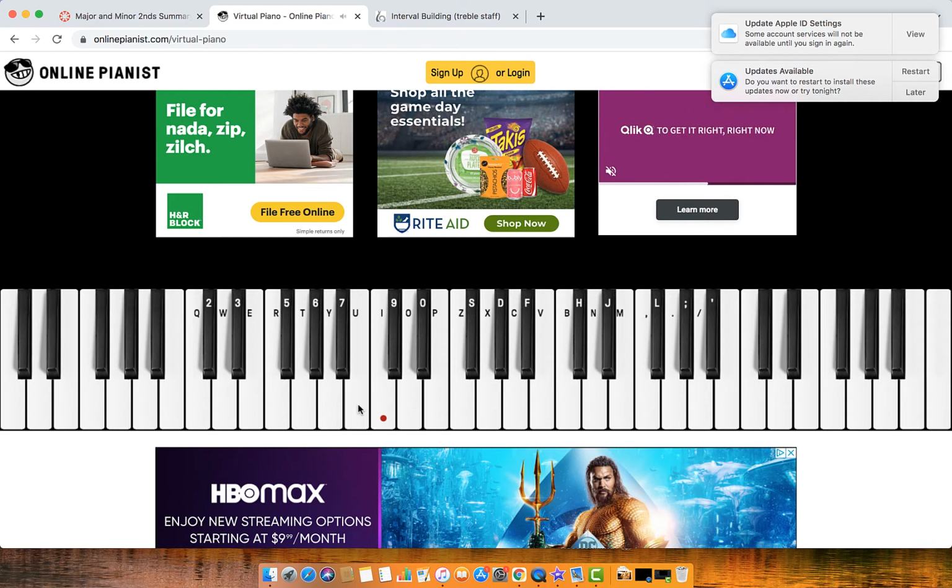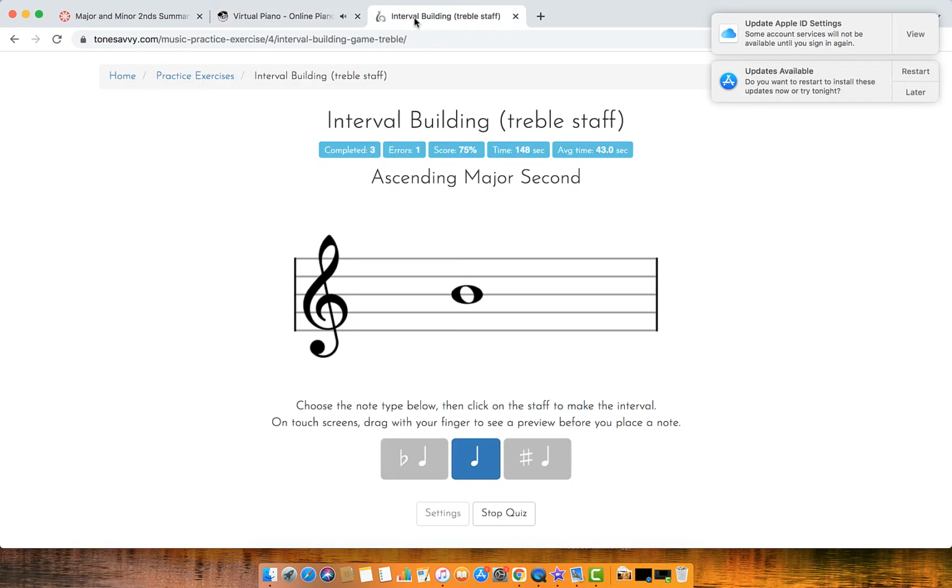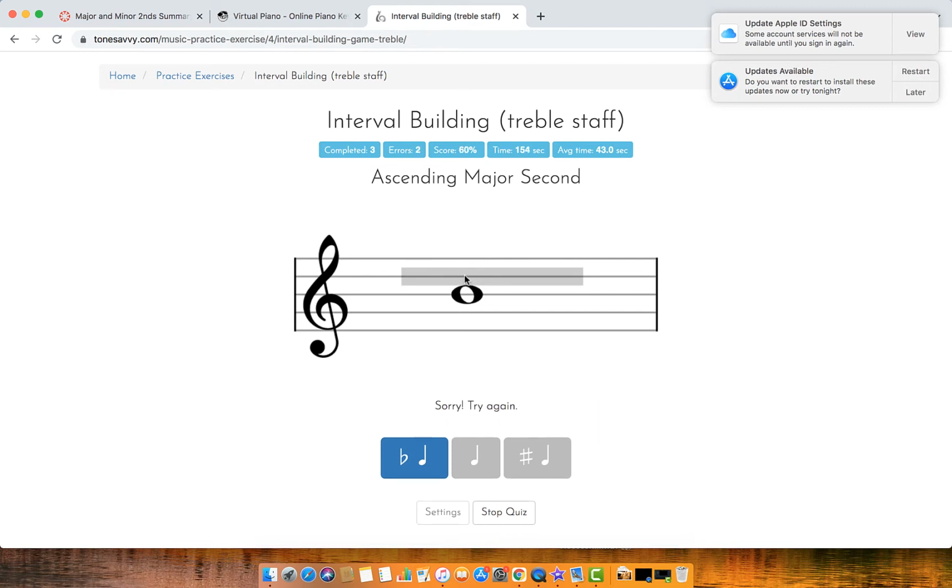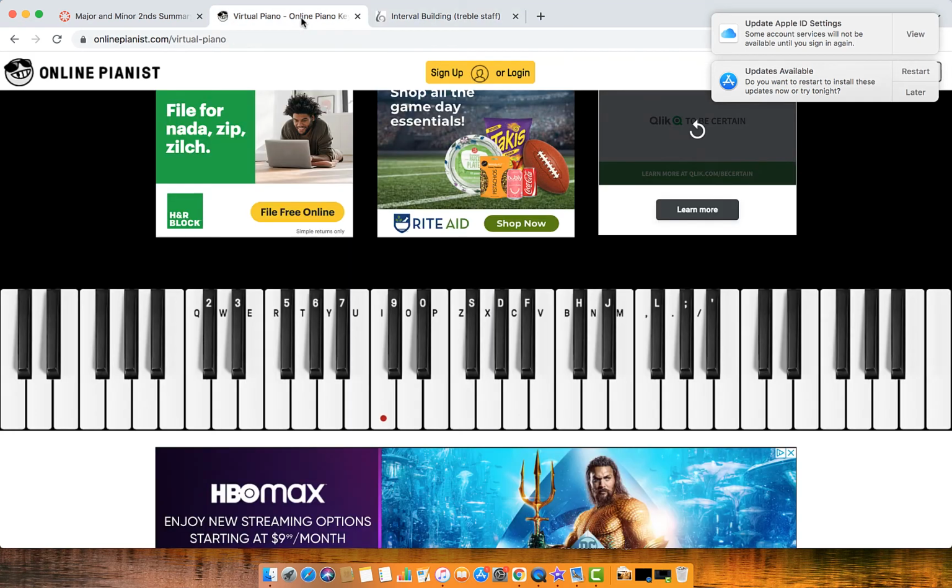Here's a B. Major second is a whole step. Oh, that looks like D flat. See what happens when I put it here? Why is it wrong? Because B to D is a third. B, C, D. We don't want a third. We want a second. So we aren't going to say B to D flat.